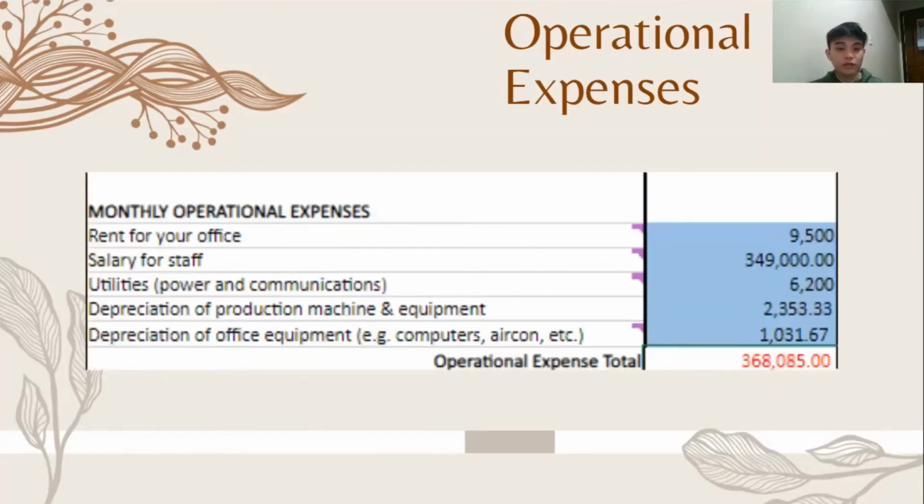So to sum it all up, this is the distribution of how the expenses combined together. For the rent of the office, we'll be paying 9,500 pesos. For the salary of the staff, as discussed earlier, it would amount to 349,000 pesos. For the utilities, 6,200. Depreciation of production machine and equipment, 2,353.33 pesos. Depreciation of office equipment would amount to 1,031.67, with a total of 368,085 pesos for the operational expense of our company or group.